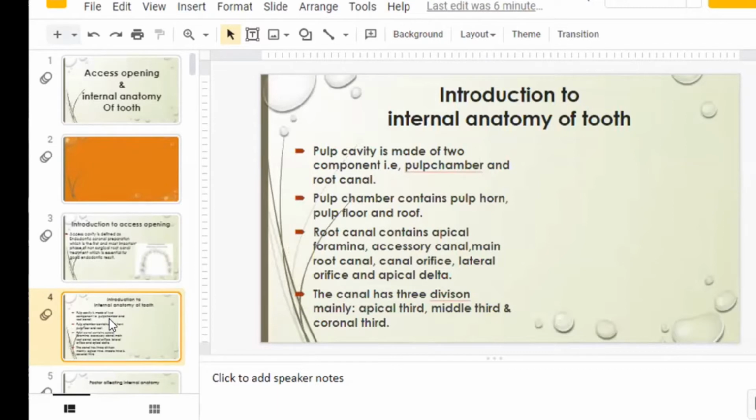Pulp cavity is made up of two components, pulp chamber and root canal. We have done with that. It contains pulp horn, pulp floor, roof, everything we have done. Pulp canal contains the apical foramen, I told you, and I have shown you the pictures of that. Accessory canals, I have shown you, can be at the furcation level, at the middle third level, or at the apical delta. The important point here is that the canal is divided into three parts: apical third, middle third, and coronal third. From now onwards, we'll be talking about apical third, middle third, and coronal third.